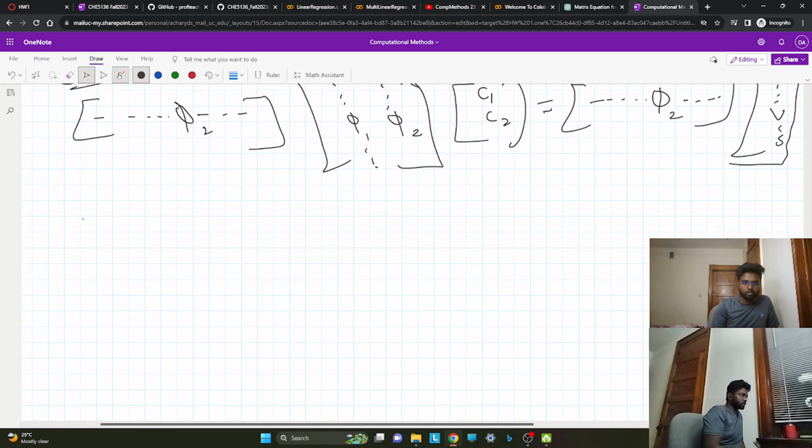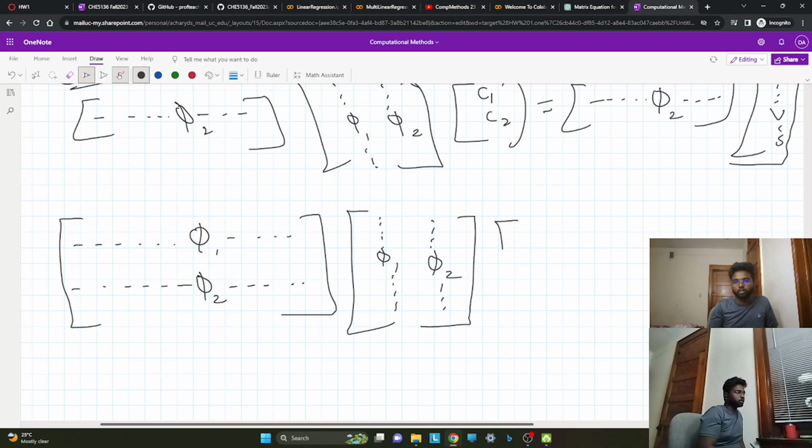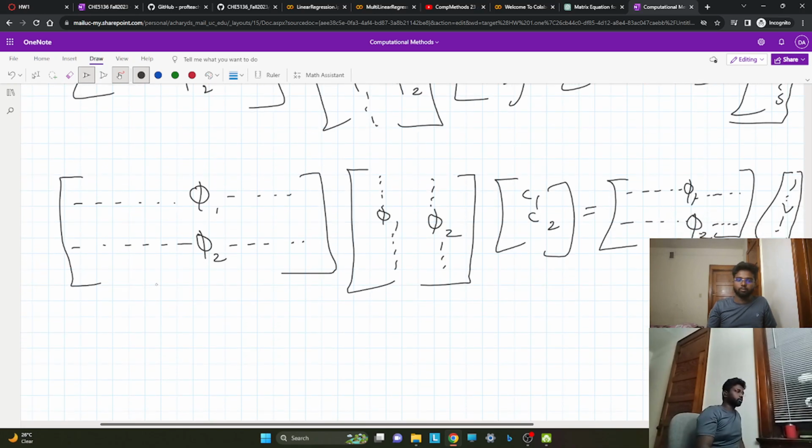So it becomes phi 1 phi 2, and it will remain the same, phi 1 phi 2. This will remain the same, c1 c2, and again here phi 1 phi 1 phi 2, and this will be the vector. Okay, got it.